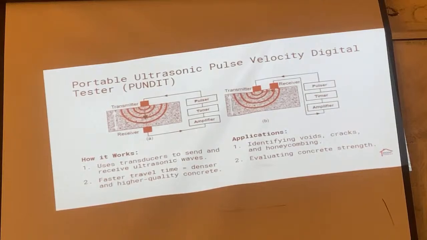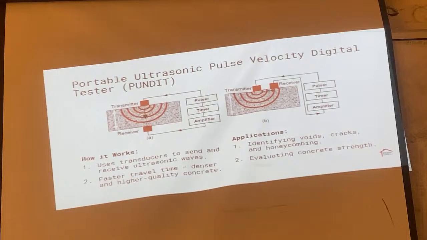Now, where do we apply this pundit machine? When you want to identify voids, cracks, honeycombs, and also to evaluate concrete strength. You can also use it to check for homogeneity of concrete, and also to check the concrete structure and integrity over time.